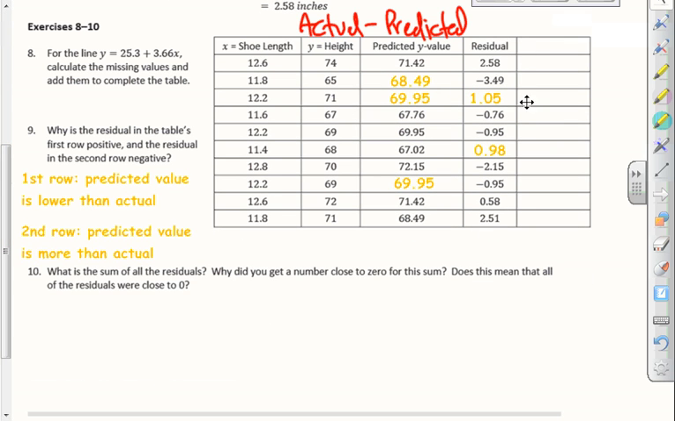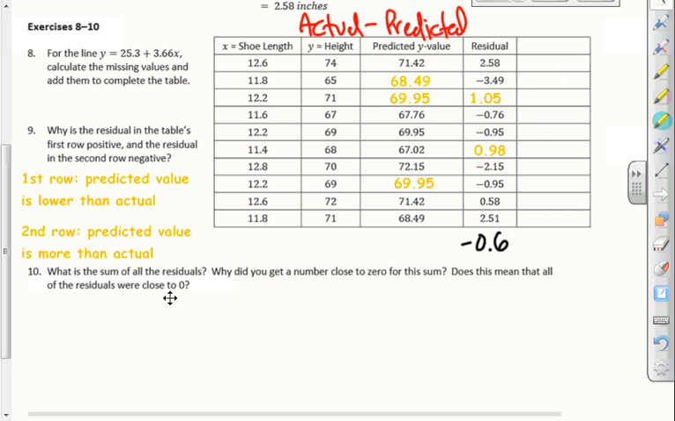Now, at the end of class, I asked you to take all the values in the residual column and add them together. If you did so correctly, you would get the value negative 0.6. And this is the answer to question 10. What is the sum of the residuals? Negative 0.6. But we really didn't get to talk about the second part of this question, which is why did we get a number close to 0? Does this mean that all of the residuals were close to 0?